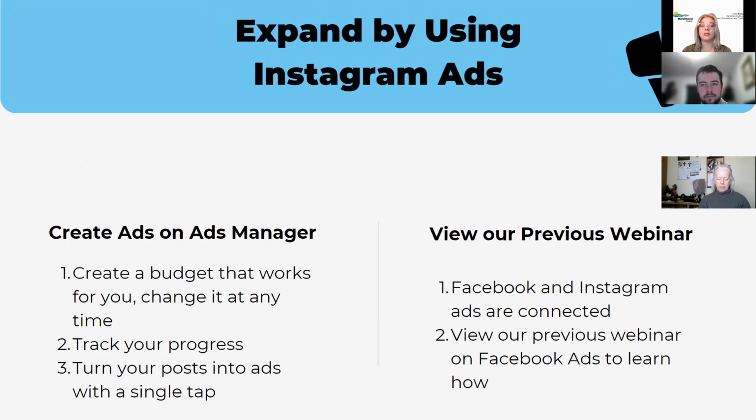You're also going to want to use the Instagram ads. So the ads is also an option. So you can create a budget that works for you, change it at any time. You're able to track your progress and turn your posts into ads. So I'm not going to go into heavy detail on how to create an ad. We do have a previous Facebook and Instagram ad video on our YouTube channel. So Facebook and Instagram ads are connected. So you'll see a video on our YouTube channel that says Facebook ads. So if you watch that, you'll know how to make an Instagram ad since they are the same thing. So that's how to do ads.